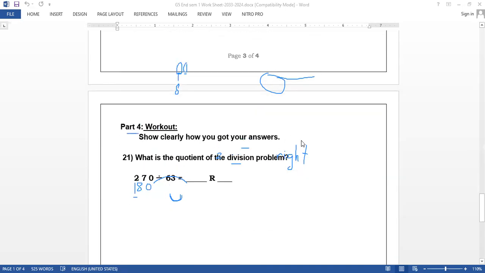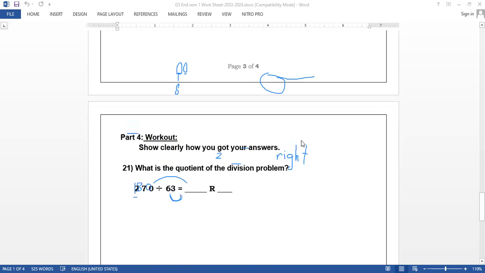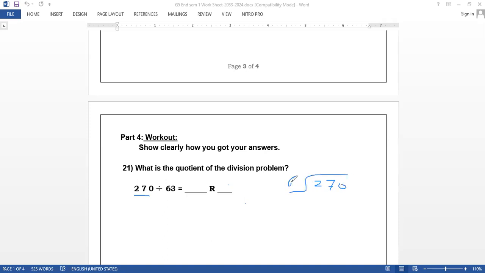Now, last question, part 4, work out, show clearly how you got your answer. What's the quotient of the division problem? 270 divided by 63 equals what, and what is the remainder? Let's make long division. 270 divided by 63.